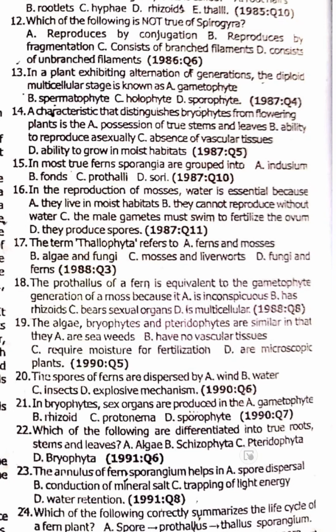And this number 21, they say in bryophyte, sex organs are produced in the... Don't forget where the sex organs are produced. 21, option A, gametophyte. Now, the male sex organ is called the antheridia, while the female sex organ is called the archegonia. Let me spell it.